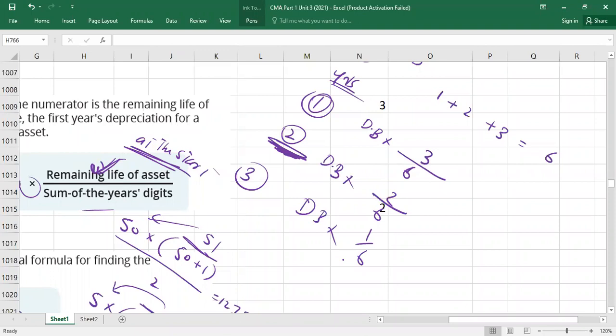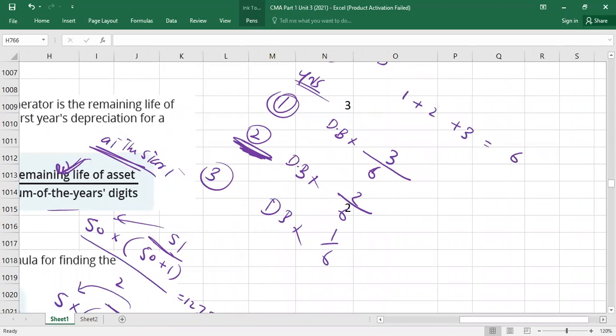I can tell you another way also. If this is hard for you, why are you taking the remaining year? But it's logic I told you. I can tell you this way also.